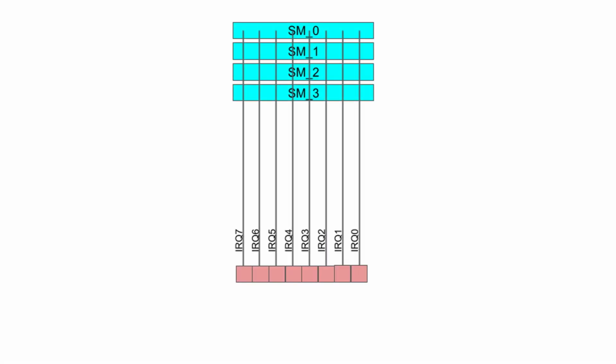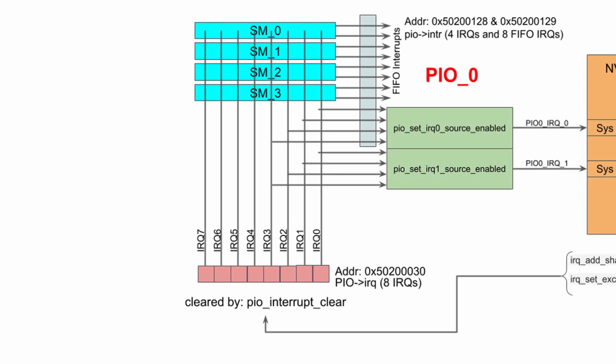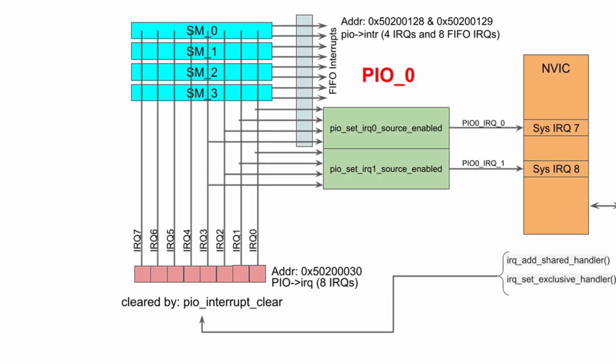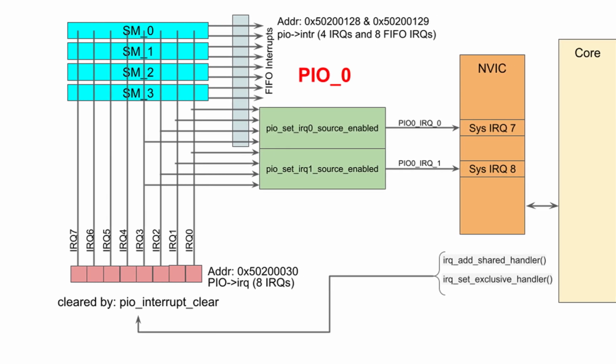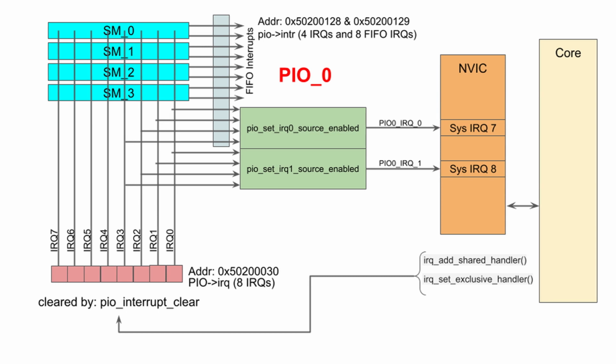Here's what I found. There are a total of 8 hardware IRQ flags that are available to the PIO state machines. State machine interrupt requests 0 through 7 can be used by any and all of the state machines, and interrupt requests 0 through 3 can also be routed to the core through the NVIC. To show how these all work together, let's look at this diagram for PIO Block 0.